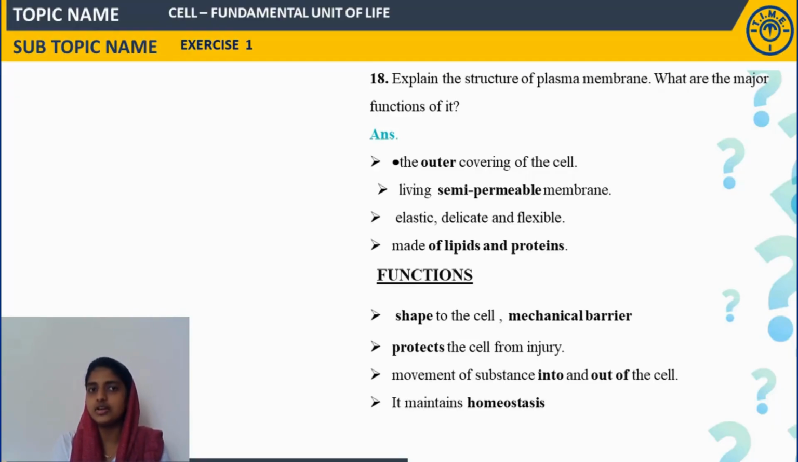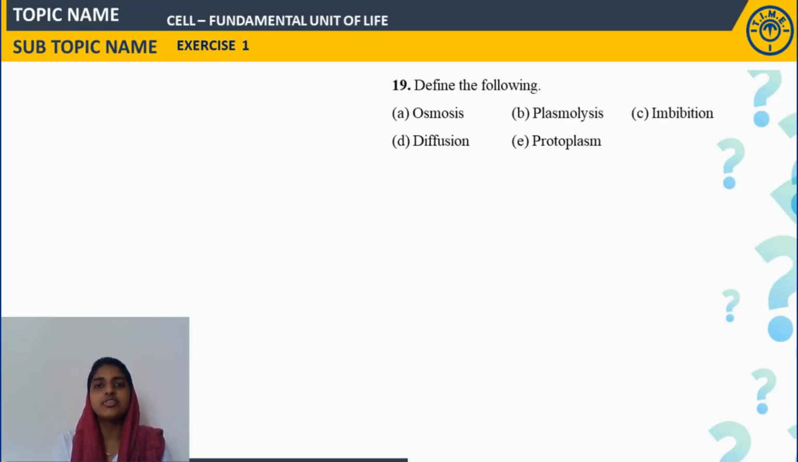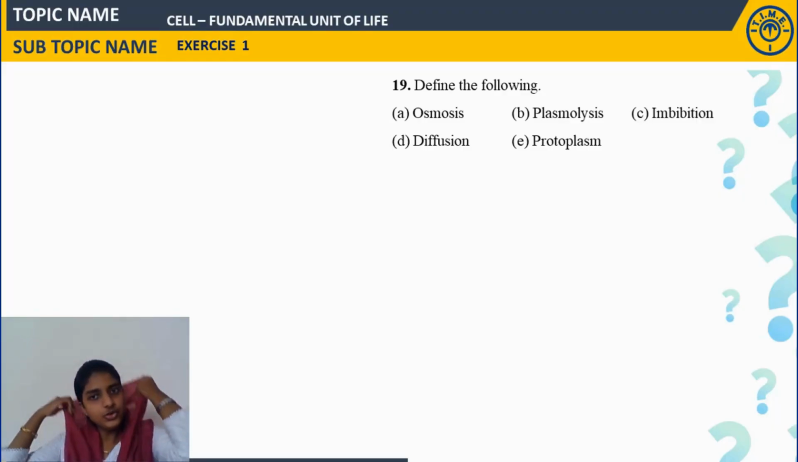Okay, students. So I think it's very clear for you. Fine. So we'll move on to the next question. The next question: define the following. Define osmosis, plasmolysis, imbibition, diffusion and protoplasm. So what is osmosis?